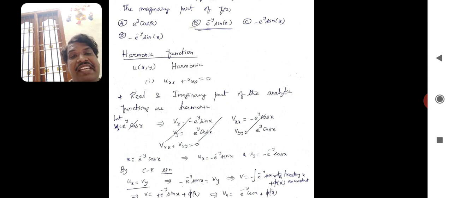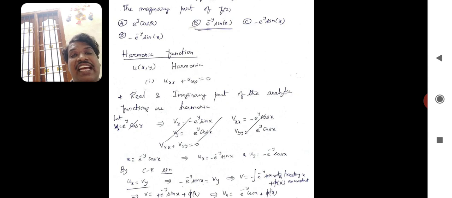Now to find v from vy, we are going to integrate with respect to y on both sides. When I integrate vy with respect to y, I am going to get v. On the other hand, we have the integration of minus e power minus y into sin x with respect to y. With respect to y, we treat x as constant, so sin x is constant. The integration of minus e power minus y is plus e power minus y. Therefore, my v is going to be e power minus y sin x plus an integrating constant.